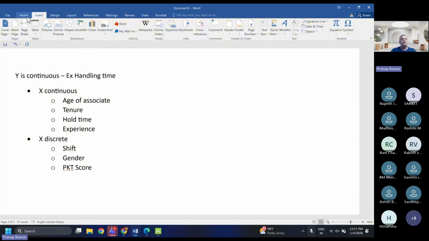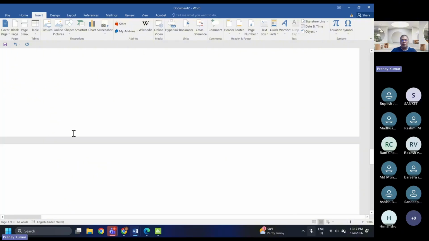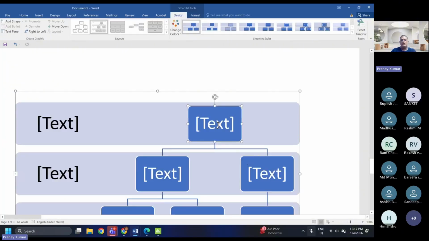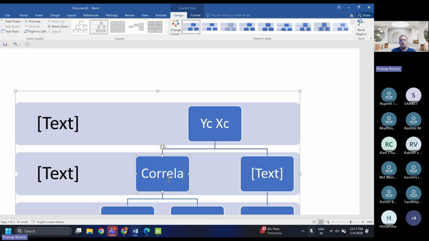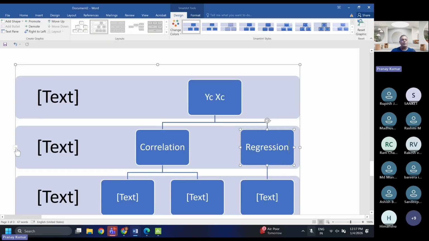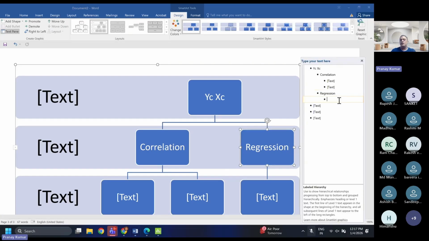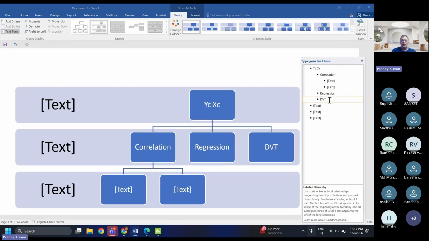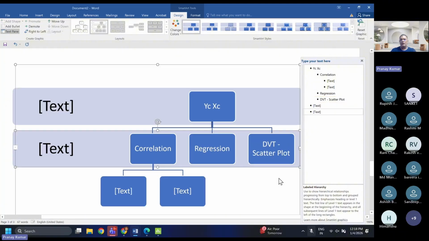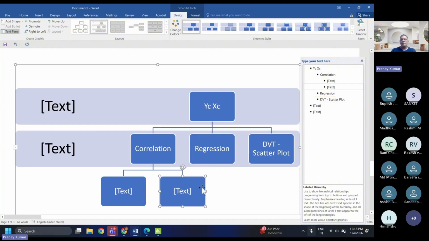So for a situation when my project Y is continuous and X is also continuous, we have two tests that we can do. One is referred to as the correlation test. Another test is referred to as the regression test. And the graph that we make, I am calling it a data visualization tool, is referred to as a scatter plot. This is what we had done in the previous session, everyone.